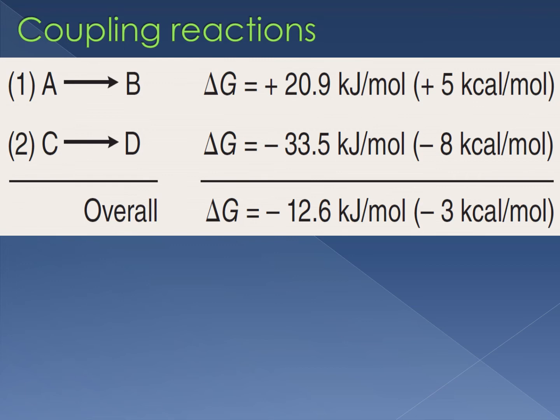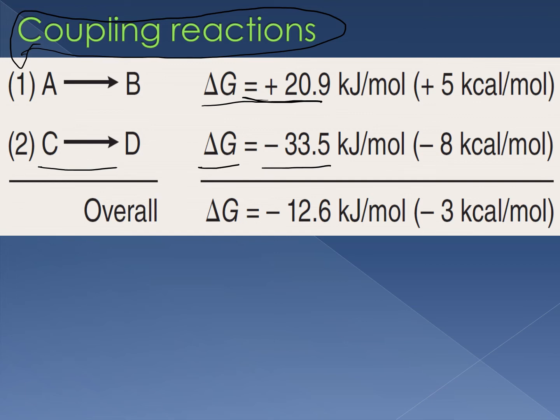However, we can couple reactions. I'll leave the analogies for now. Some of you will be thankful, I'm sure. Coupling reactions, so the A to B one is not going to happen spontaneously because there's more free energy available at the end of it. C to D will happen spontaneously because there's a negative delta G. You want to memorize that. If delta G is negative, it spontaneously happens.